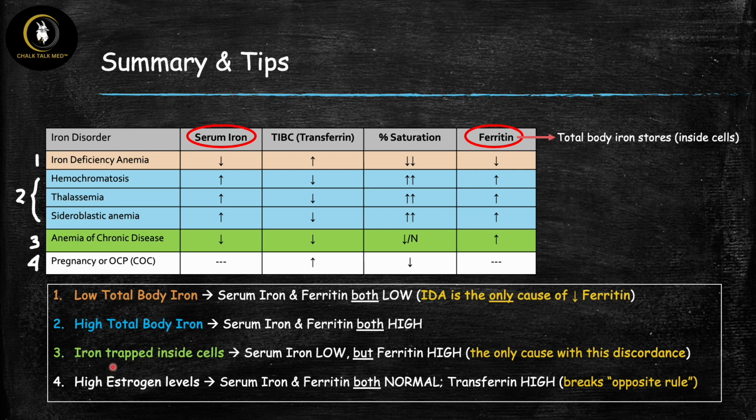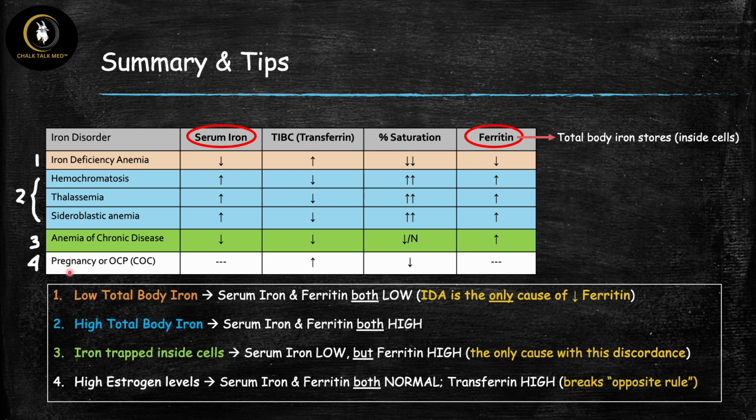Now moving on to number 3, where you have the anemia of chronic disease, and the problem here is that the iron is trapped inside of the cells. So now you have something new. By simply looking at the serum iron and ferritin, you can see that there is a discordance. The serum iron is low, whereas the ferritin is high, and this is because iron is trapped. Therefore, this is different than the other two, and the only cause on this table that causes this discordance between the iron and the ferritin, where one is low and the other is high, is anemia of chronic disease. And therefore, again, by looking at those two parameters, you can quickly narrow it down to here.